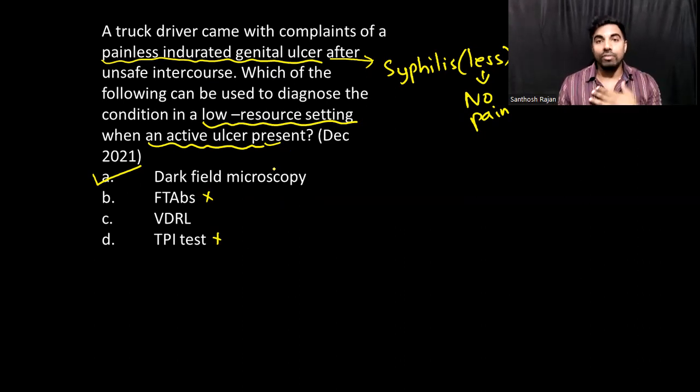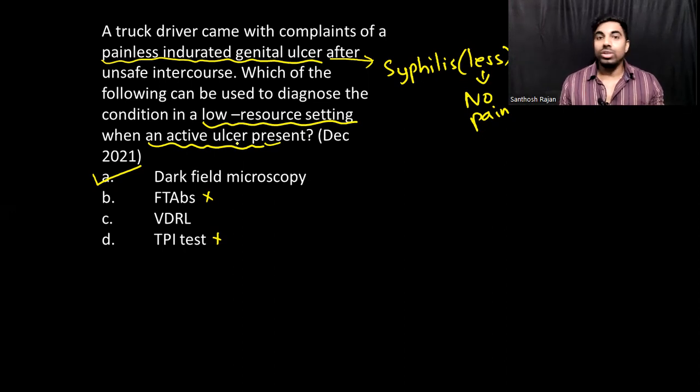But in a resource setting, do they have dark field microscopy or not? It's not that easy. Dark field microscopy is not present in all low resource settings. A PHC can't have a dark field microscope. It is present in higher centers, for example Safdarjung Hospital, our hospital, AIIMS has it. Bigger hospitals have it, but I don't know about small hospitals. So the ideal answer should be VDRL. But the only fishy thing here is the active ulcer.